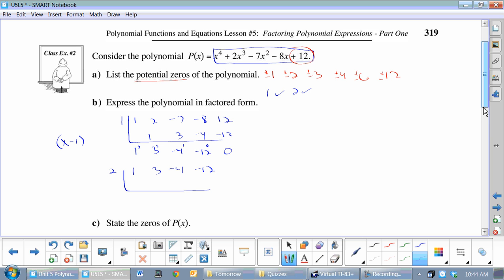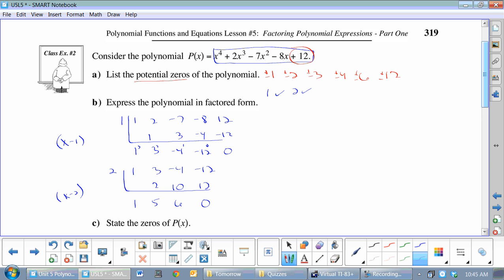Then I drop my 1. 2 times 1 is 2. 3 plus 2 is 5. 2 times 5 is 10. Negative 4, 10 is 6. 2 times 6 is 12. Negative 12 is 0. So I have proved that x minus 2 is a factor.